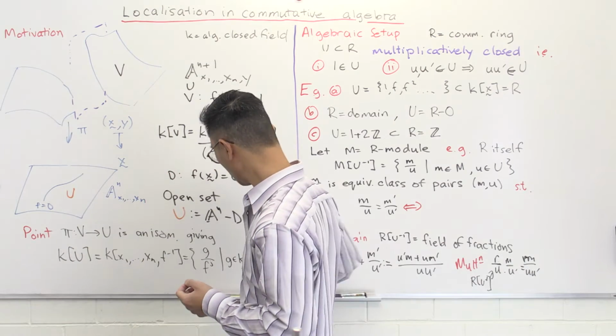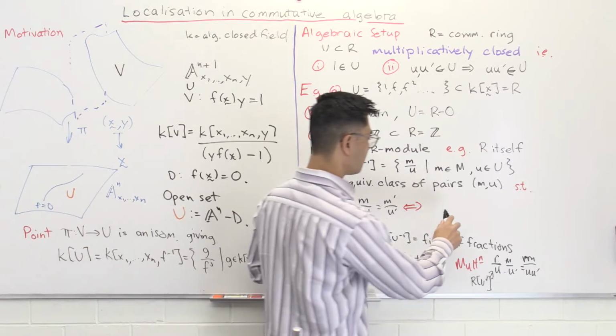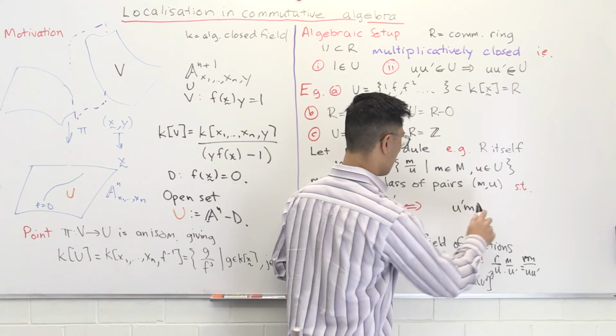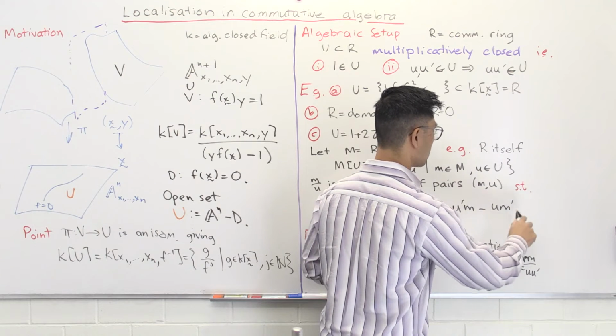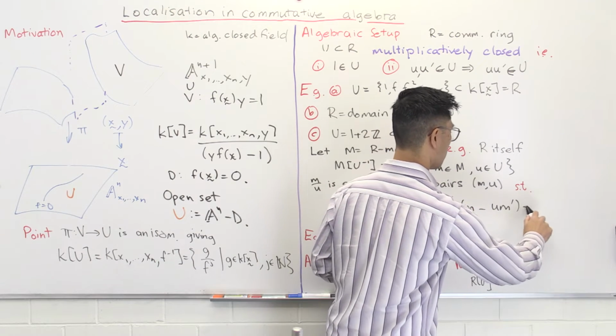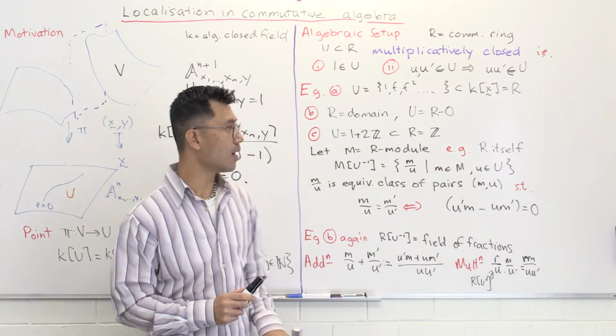Unfortunately, there's a little bit of a subtlety that's involved. So let me just write down what the guess is first. U prime m is equal to u m prime. Or in other words, the difference is going to be equal to 0. Unfortunately, it's a little bit more subtle than that, okay?